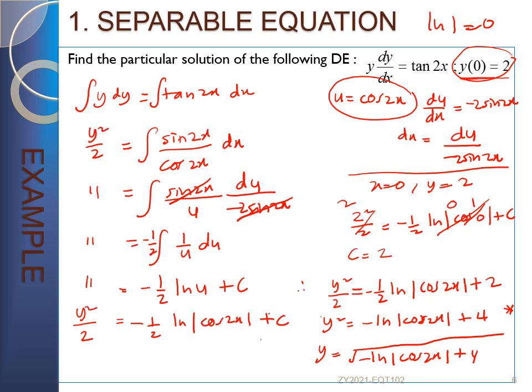Okay, so what if the differential equation cannot be separated, y on the left and x on the right? What happens? So that one, we need to consider another method to solve it, which we will learn in the next video.